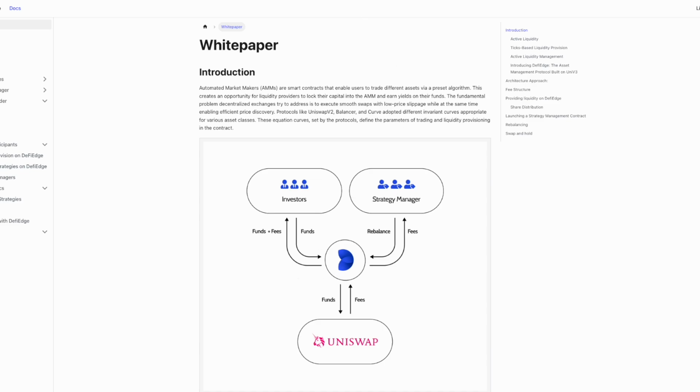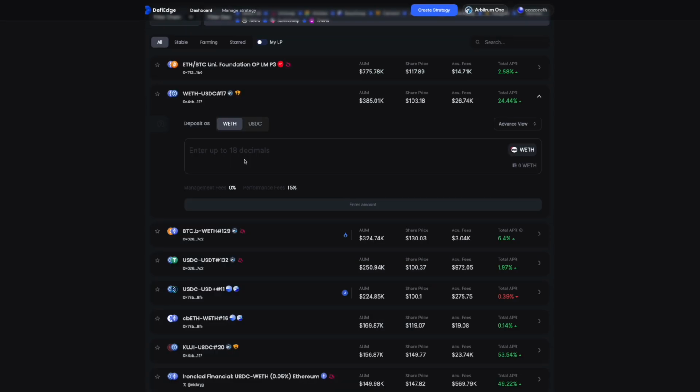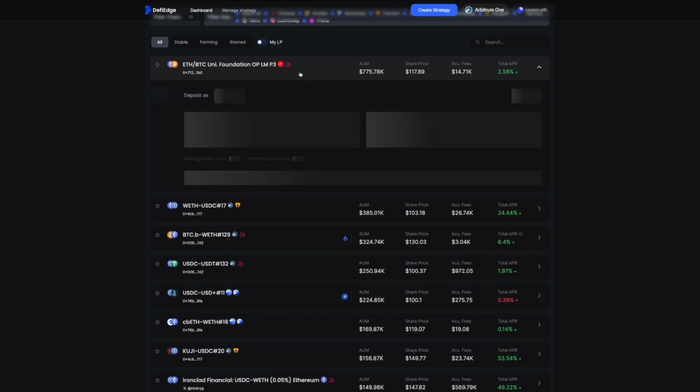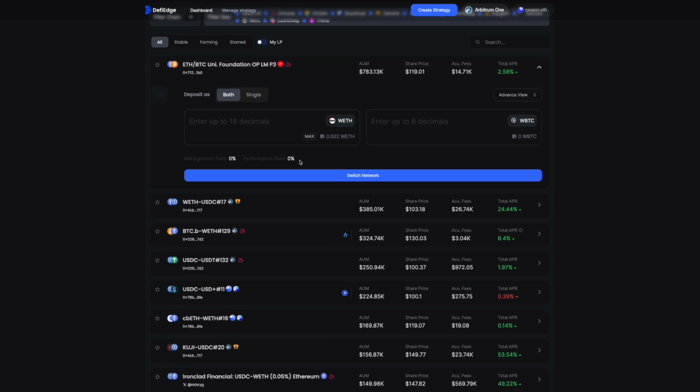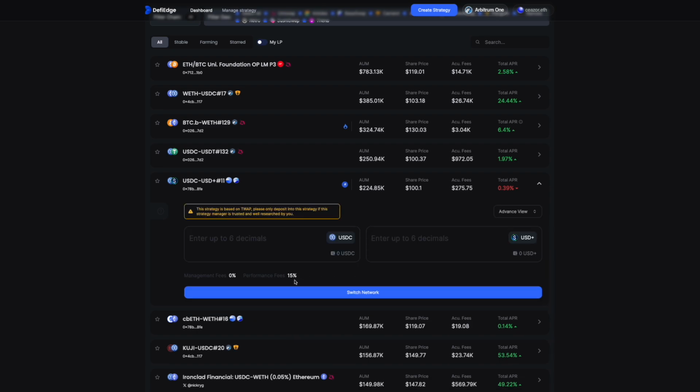But there are some things you have to keep in mind when you're providing to this thing. And there are some fees, okay? So there's a management fee and a performance fee, okay? So as you can see, this manager put the management fee at 0. This one here put it at 0 and 0. And this person set it at 0 and 15%.